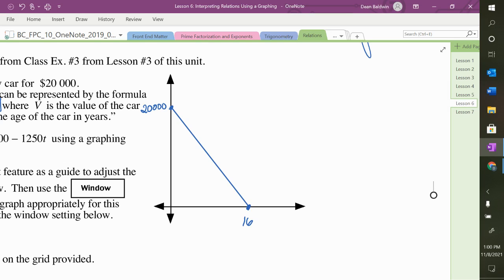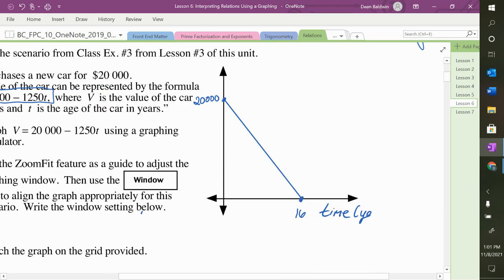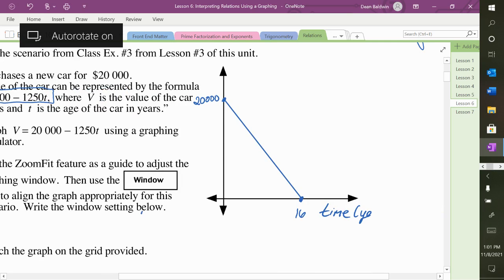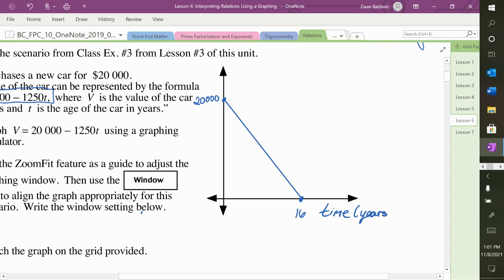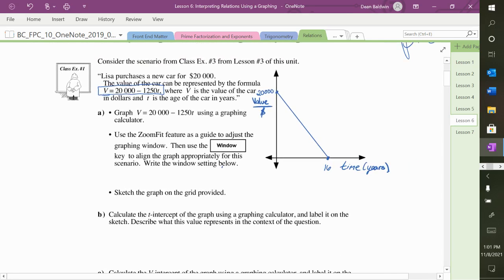We should label these axes. So what is on the x-axis? What variable? T, so time, in years. You need to put the units. What is on the vertical axis? The value of the car. In what units? Dollars. I'm just going to put the dollar sign. Okay, so we sketched the graph.